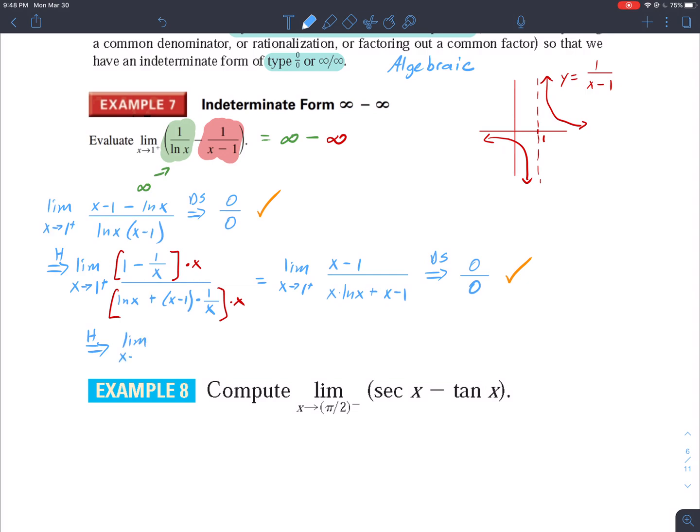Take the limit as x approaches 1 from the right. The derivative of the top is now much easier. It's just 1. The derivative of the bottom, we're going to have to be careful again. Notice we're repeating now, a similar derivative.